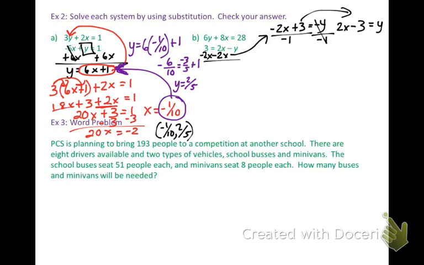Now, I need to plug in, or substitute in for y. Right over here. So it's saying that I'm going to multiply 6 and then 2x minus 3, plus 8x equals 28.